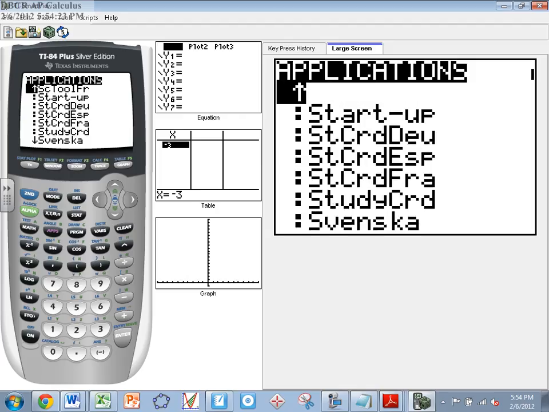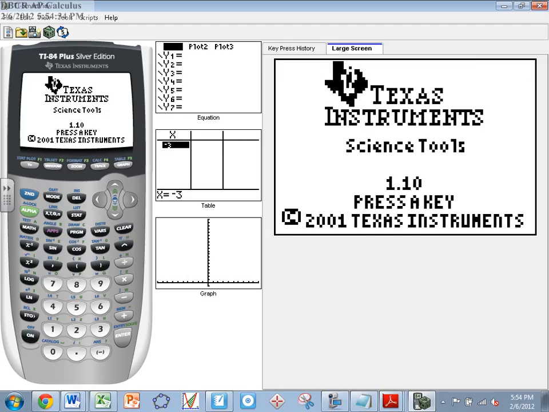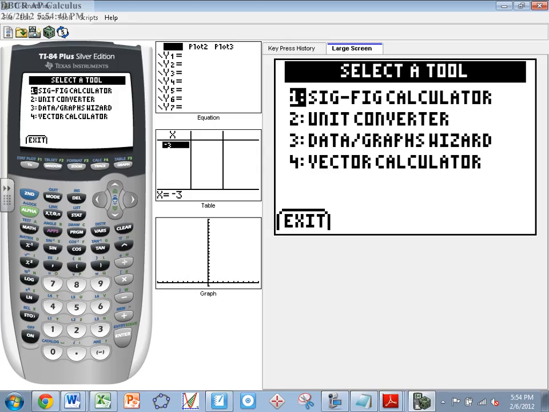Now I can do Sci Tools in French, in Spanish, or in English. I'll choose English today. If you want to try in Spanish or French, go ahead. But again, Sci Tools is the command I want. Once I open Sci Tools, it opens up this scientific tools screen, and it says press a key. So press any key. Now, you're going to see you have 4 options. You have a significant figure calculator, not used in the SAT. Ignore it, please. You have a unit converter, which is used. Data or graph wizard, not as much, and then a vector calculator. The important part right now is really the unit converter. So go down, hit number 2, please.